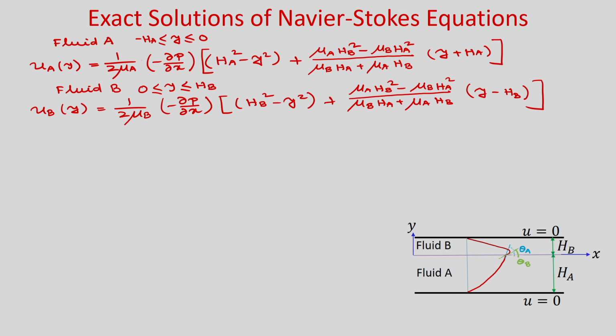So, obviously, how the velocity will look depends on whether theta a is greater than theta b or theta a is less than theta b. It depends on the viscosity mu a and mu b. So, if mu b is less than mu a, obviously, you may get the velocity distribution like this.